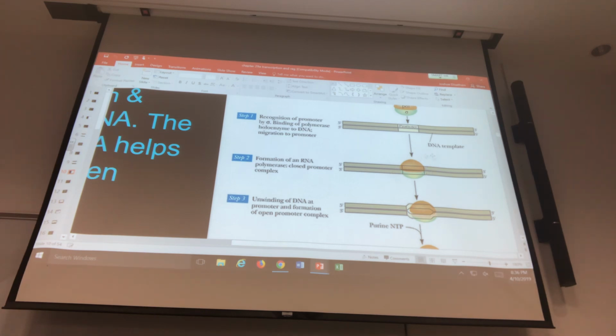So imagine this thing is doing this at several different regions in the genome. It's looking for a good promoter sequence. It's looking for a gene that it wants to transcribe, and it does so by initially forming a closed promoter complex.